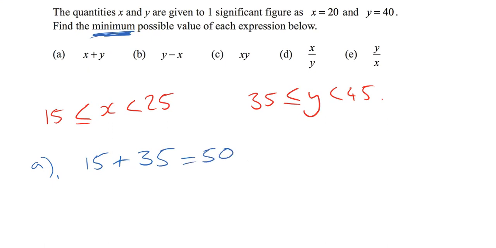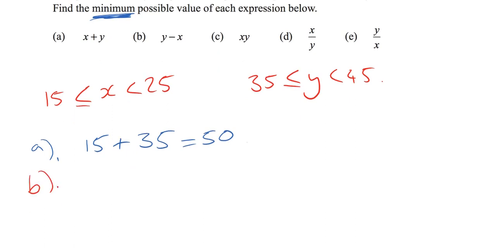Okay, now let's have a think about B, right? Now B's a little more tricky. We've got to do Y minus X. So what is going to make that as small as possible? Well, the original value we're starting with, Y, should be quite small. That's a positive value. So let's use the 35, the smallest for Y.